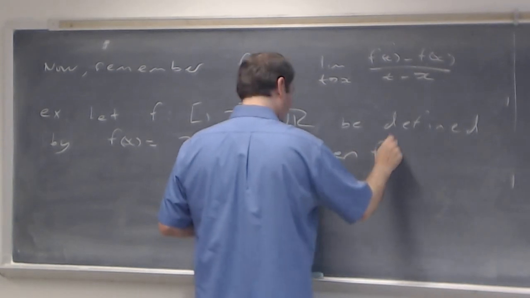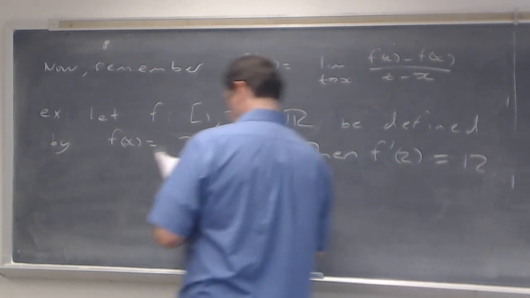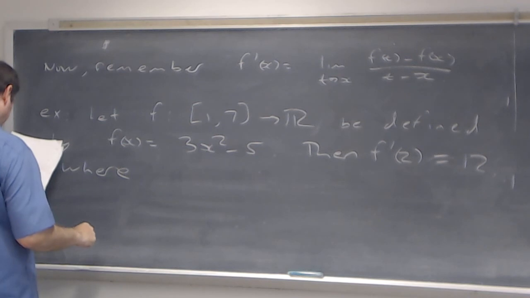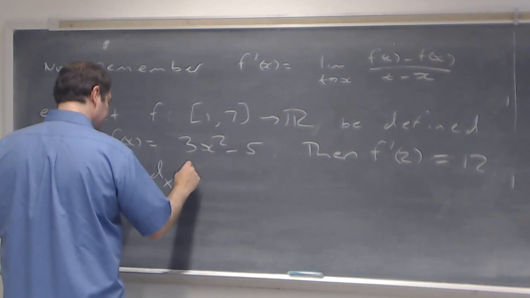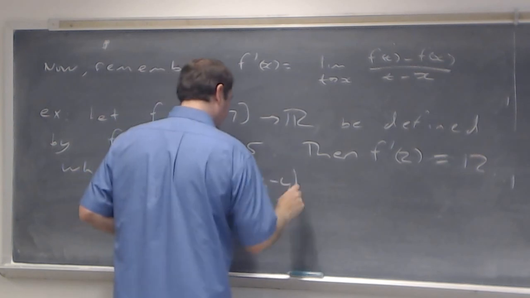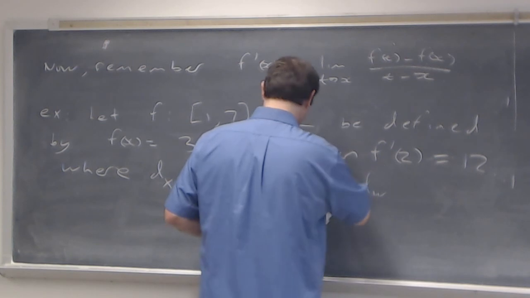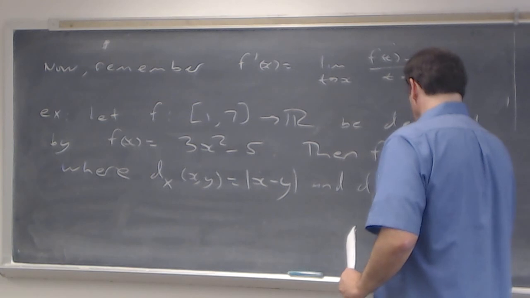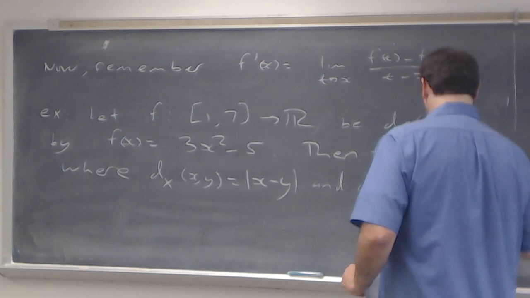Then, here's what we're playing. F prime of 2 is equal to 12. And again, we're going to use the usual metrics. That is, on real numbers, the metric on x comma y is the absolute value of the difference between x and y, and the metric on the output space, which is also R, between 2 points, 2 real values, w and z, is equal to the absolute value of w minus z.